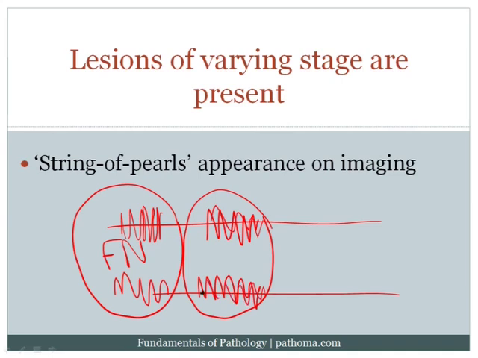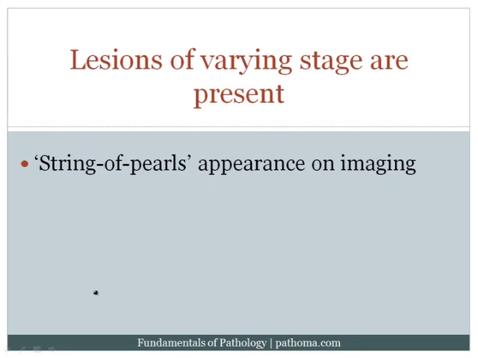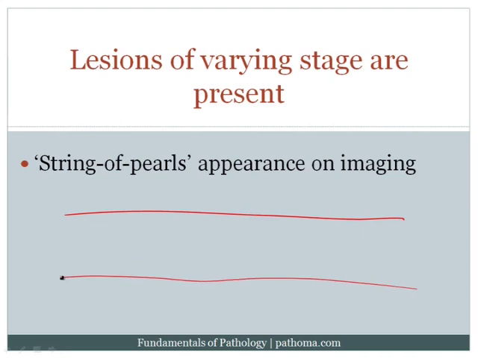Now, one of the interesting consequences of this varying degrees of disease along a single artery is that we often get something called the string of pearls appearance on imaging. So let me briefly explain this. Basically what happens is you've got this long blood vessel with lesions of varying stage. So for example, here might be transmural inflammation with fibrinoid necrosis, and that would be an early lesion, so let's just label that with E. And then in another area, you're going to get dense fibrosis, like this.